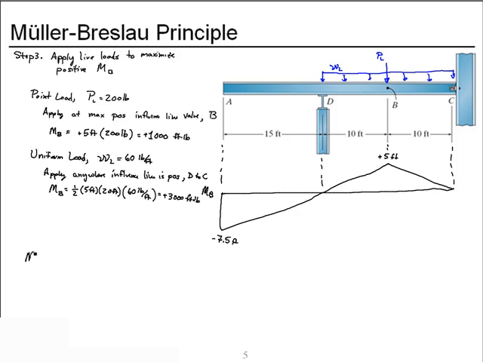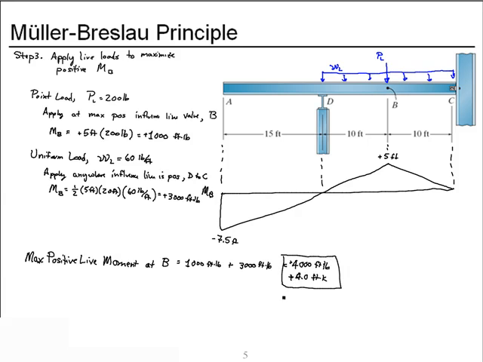So, we were asked to find the maximum positive live moment at B. And we calculate it by taking the 1,000 foot-pounds due to the concentrated load, add in the effect of the uniform distributed load, and we get 4,000 foot-pounds, or if you prefer, a positive 4 foot-kips.